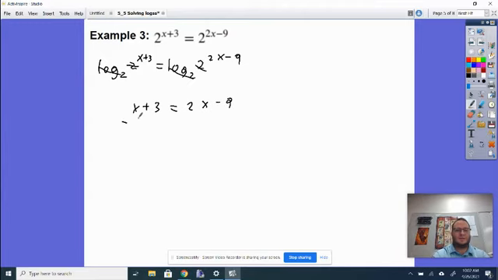Then we're at an 8th grade problem, minus x. 3 is equal to x minus 9, plus 9, plus 9. So x is equal to 12.